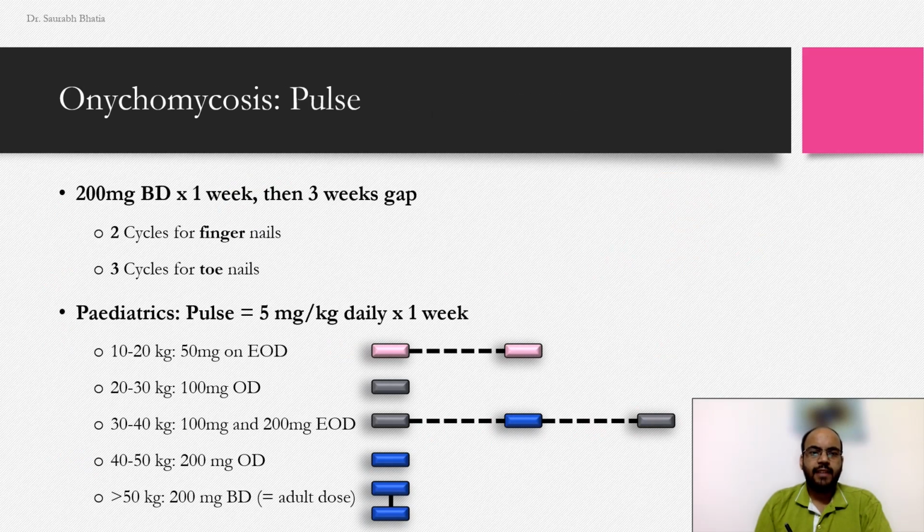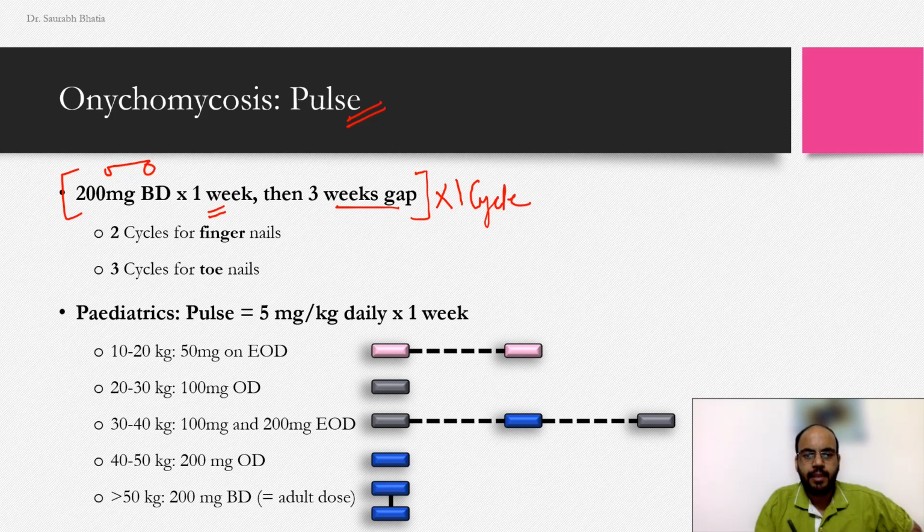In the last slide, we were discussing the pulse therapy of onychomycosis when using itraconazole. Let's discuss a little about what exactly we mean by pulse therapy of itraconazole. It is used for the treatment of onychomycosis, that means the fungal infection of the nail, and the recommended dosage is 200 milligram 2 times a day for 1 week and a 3 weeks gap. This forms one cycle. If you are treating onychomycosis of the fingernail, you have to use 2 such cycles, and if you are treating onychomycosis of toenails, you use 3 such cycles.